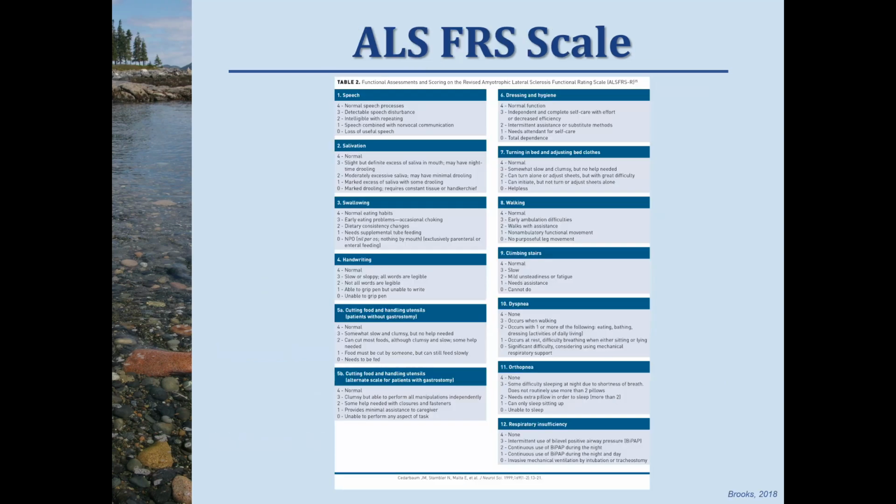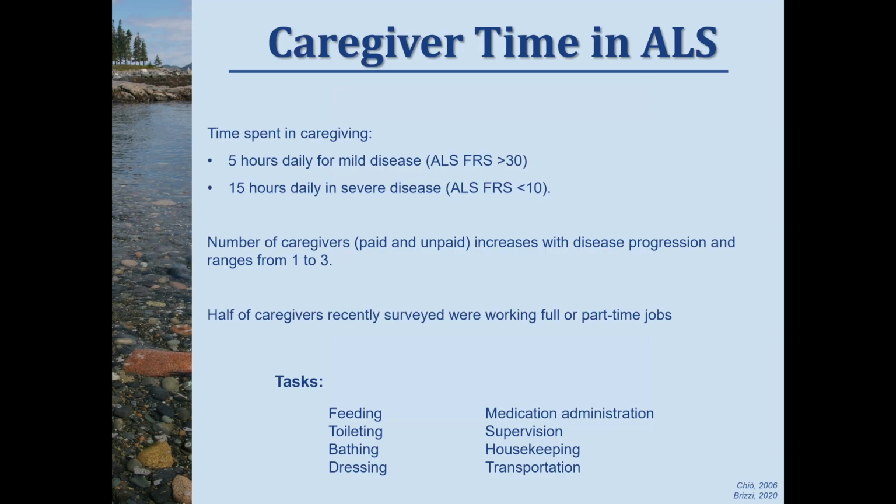I use this, the ALS FRS score, more as a reference for the next slide. It's a functional rating scale that we use in the ALS clinic to determine functional severity. It's a 48-point scale. 48 is functionally independent, doing very well. The lower you go, the worse off your function is. So looking at that, now looking at caregiver burden, time spent in caregiving.